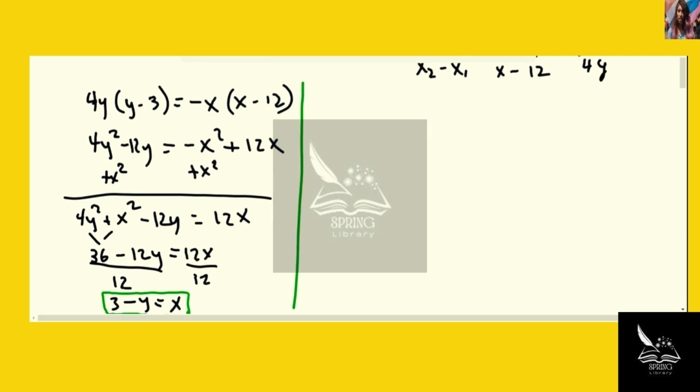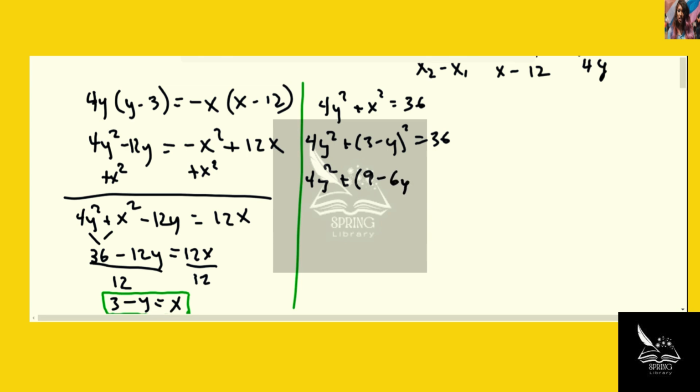Now, if I go to our ellipse equation, because I want to find a point on that ellipse, 4y squared plus x squared equals 36, and I replace the x with the expression on the left, we have now 4y squared plus (3 minus y) squared equals 36. Or 4y squared plus 9 minus 6y plus y squared equals 36.